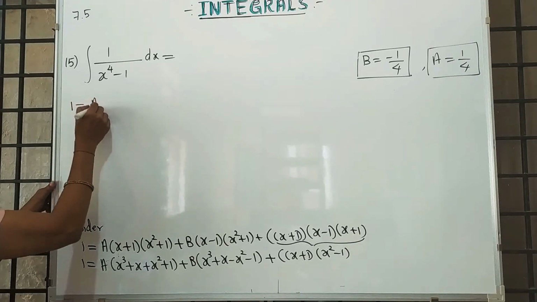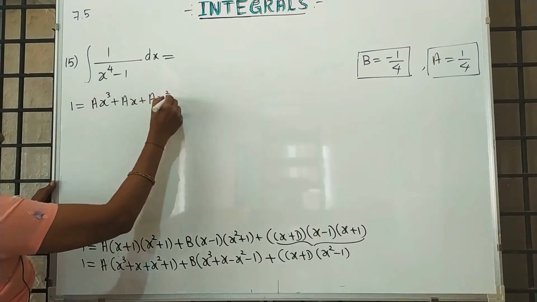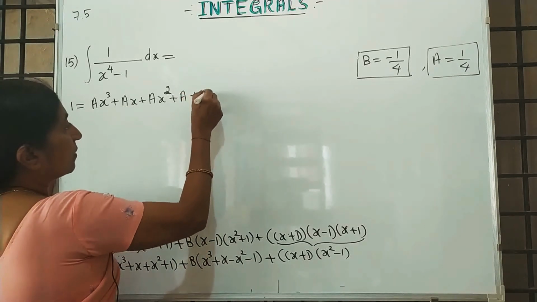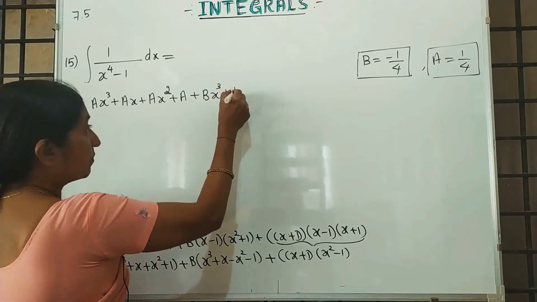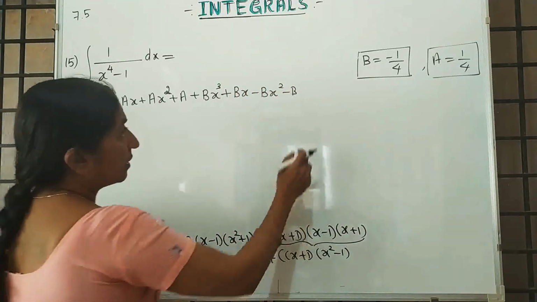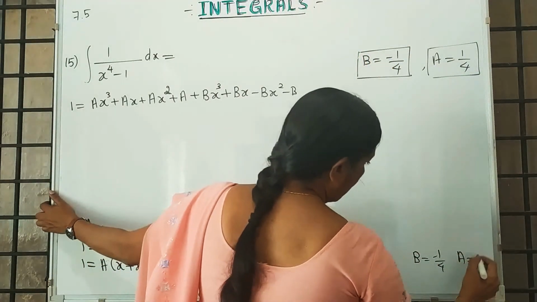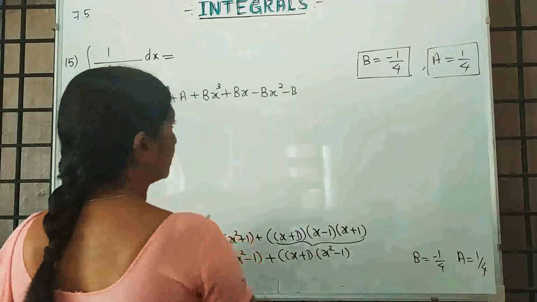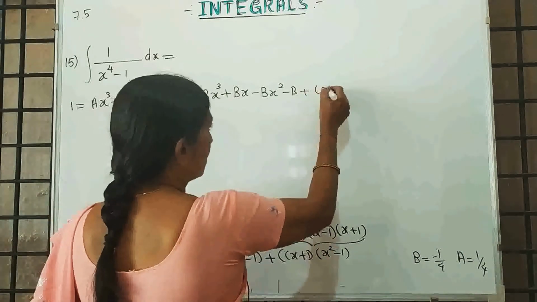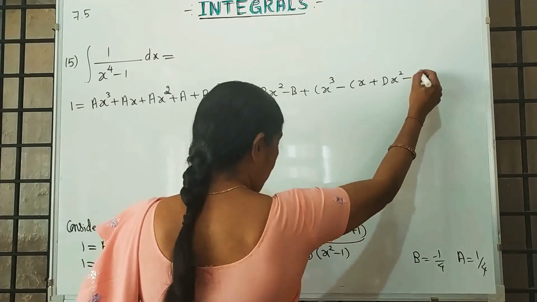1 is equal to ax cube plus ax plus ax square plus a. Next, bx cube plus bx minus bx square minus b. Next, these values I will write here: b is minus 1 by 4, a is 1 by 4. Then cx cube minus cx plus dx square minus d.